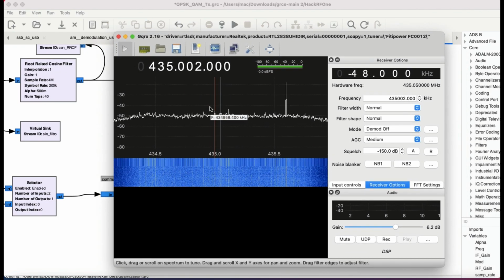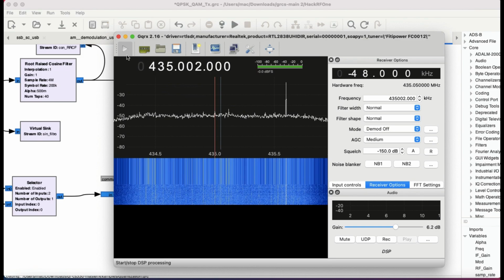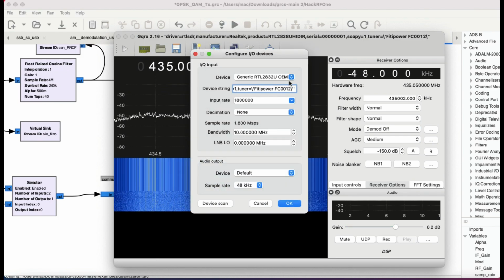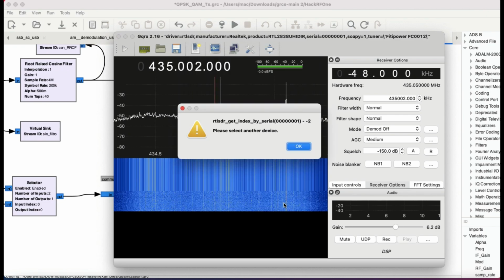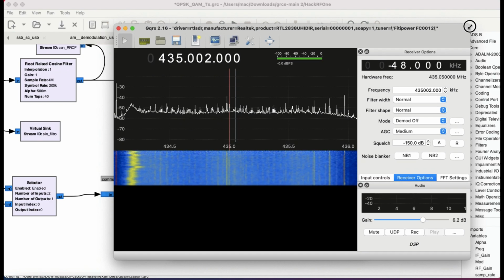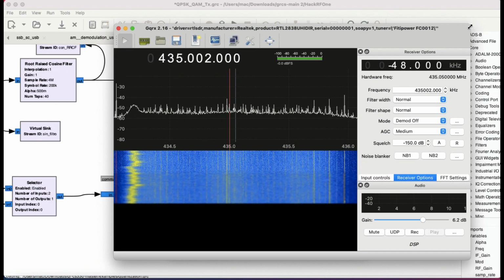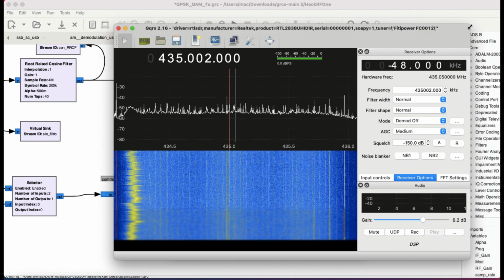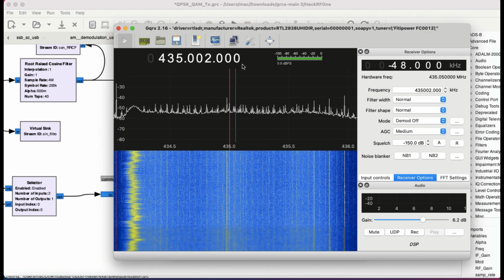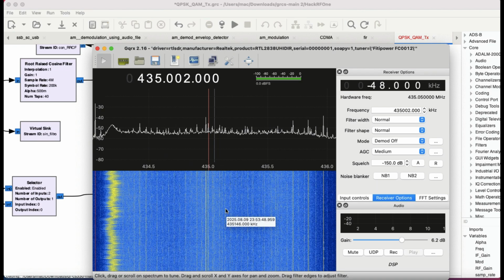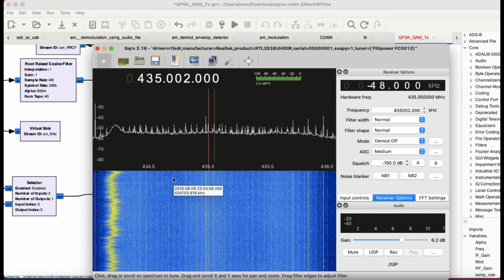When I play this signal right now, this is what you're seeing. I have just simply connected my RTL-SDR dongle, and we're visualizing this. I haven't transmitted a signal because I haven't played this flow graph yet. So this is what you're looking at right now at 435 megahertz.